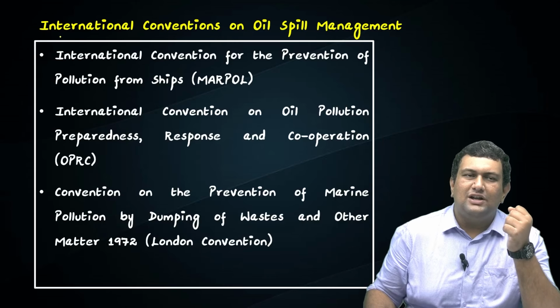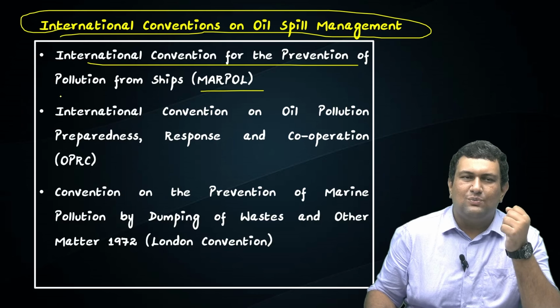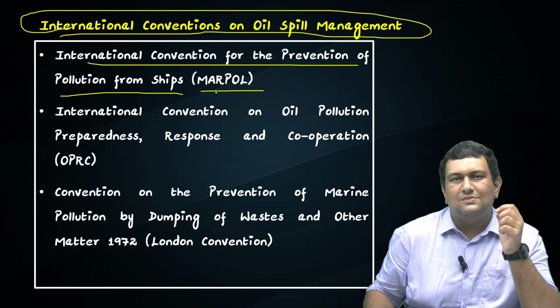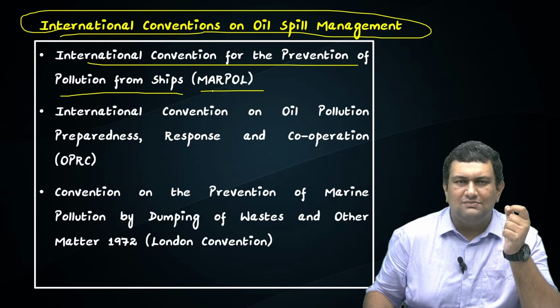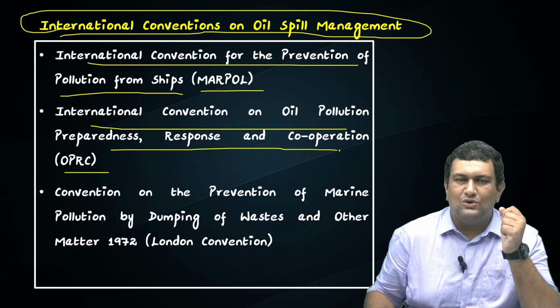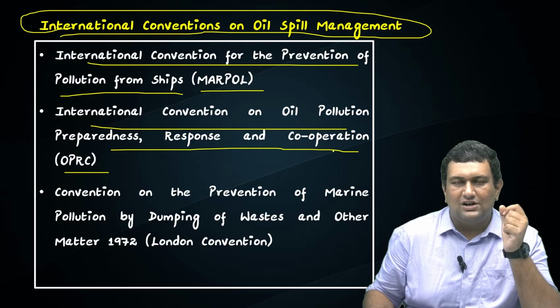So we'll see about the international conventions on oil spill management. First is the MARPOL Convention, that is the International Convention for Prevention of Pollution from Ships. This is a comprehensive convention administered by the International Maritime Organization. So second one is the OPRC. This is the International Convention on Oil Pollution Preparedness, Response and Cooperation. This is also administered by the International Maritime Organization.